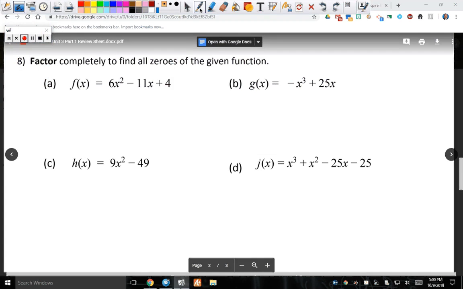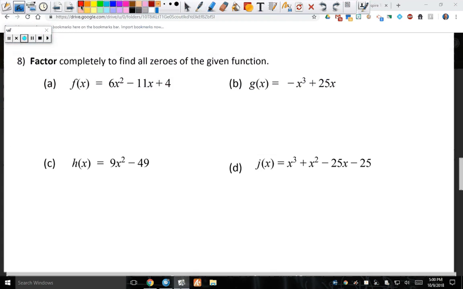Okay, so let's look at number 8. Number 8, we're not going to distribute out like we did on number 7. We're trying to go backwards and actually factor. So we already have the polynomial distributed out, simplified with no parentheses. We're trying to go backwards and create these parentheses, okay? So let's go ahead and start.